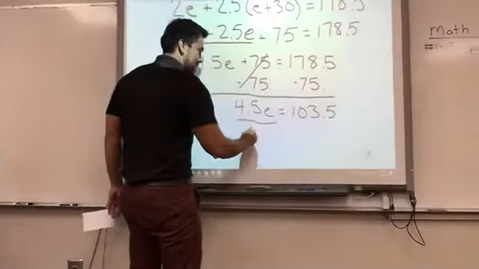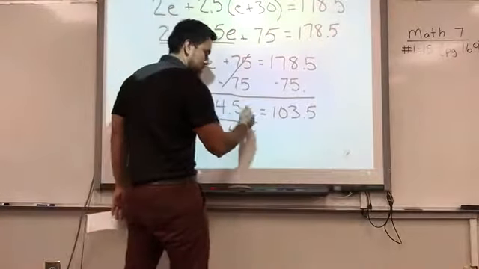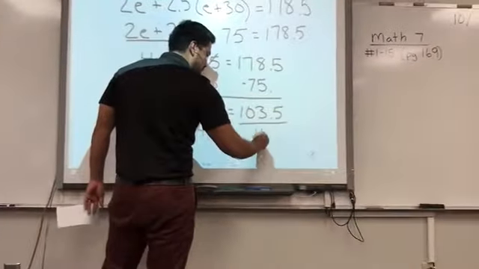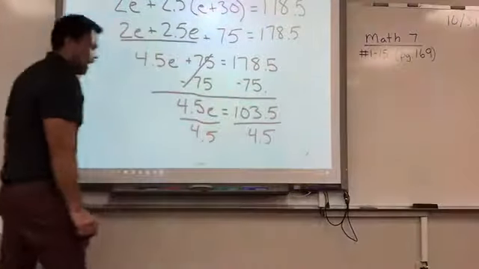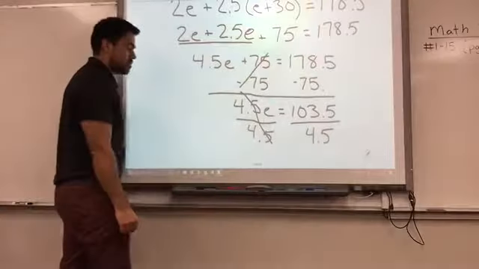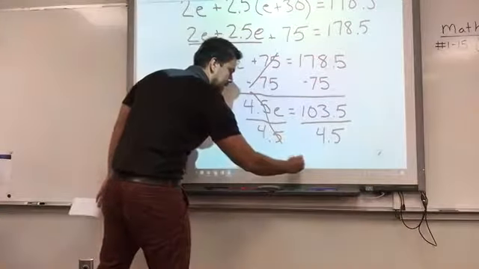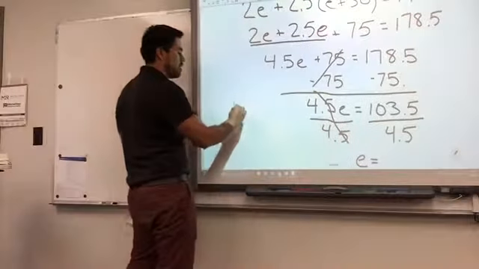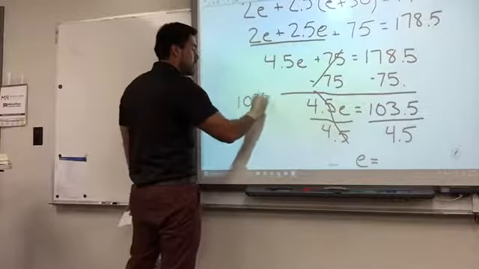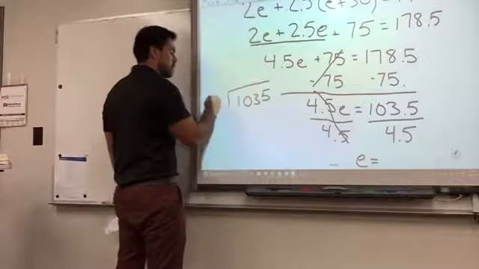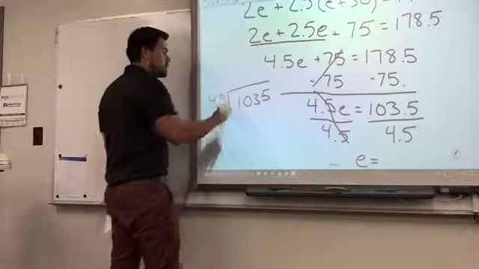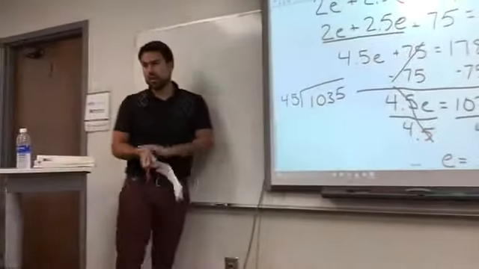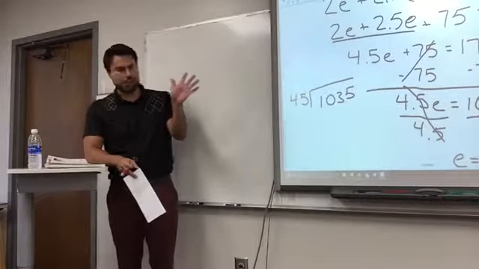All right, divide both sides by 4.5. These 4.5s cancel, and I'm left with e equals. Now if you're looking at that and saying, "Oh man, we gotta divide this out," don't be too discouraged, because it's always going to be a whole number on these problems. Okay, whole number. So if you get a decimal, something happened.